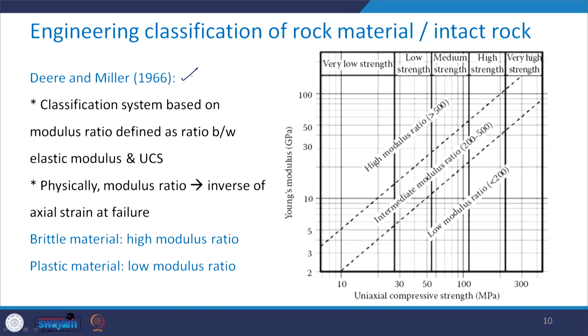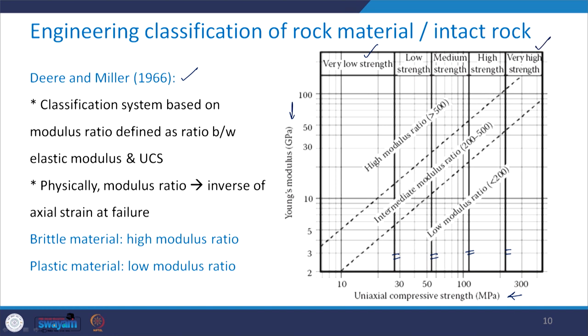And this figure is self-explanatory. It is a plot between the uniaxial compressive strength, or unconfined compressive strength, in megapascal, and the modulus of elasticity in gigapascal. So some ranges are given. You can see that some thick vertical lines divide this whole space into five columns, which start from very low strength and go up to very high strength.